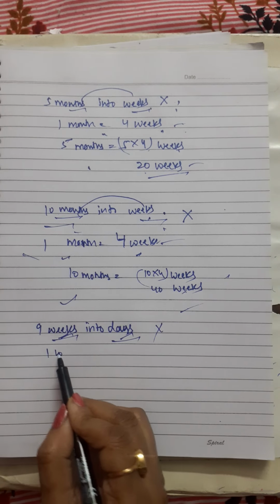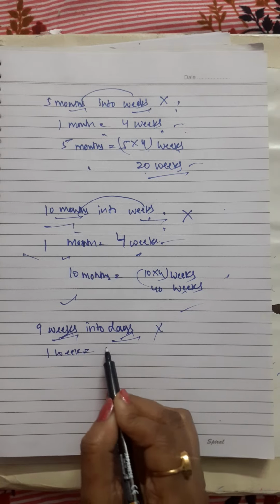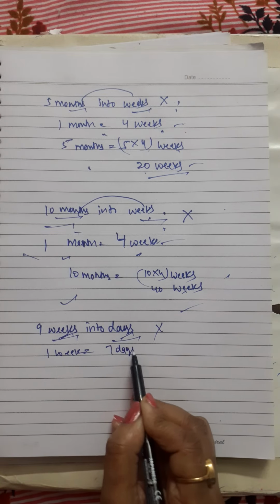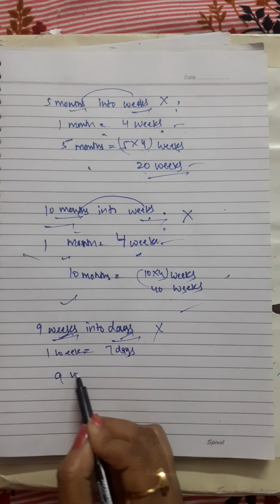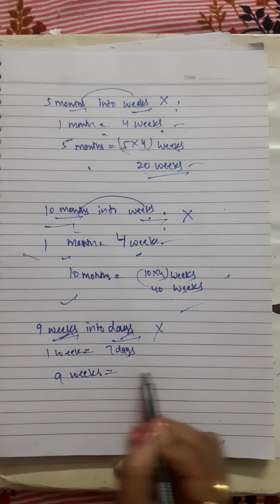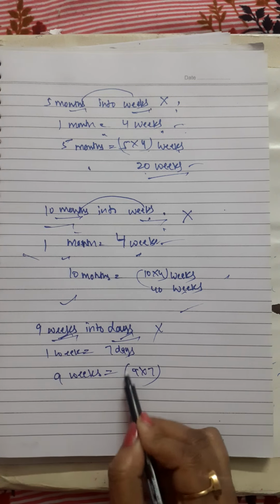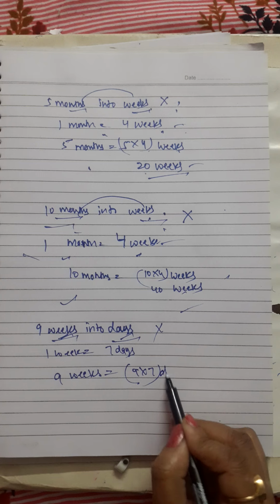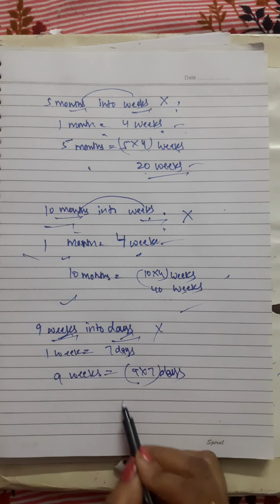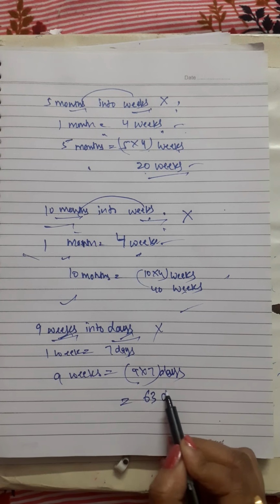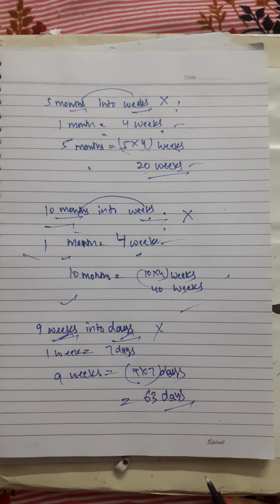We know that 1 week has 7 days. So what is to convert? 9 weeks. For this, we have to multiply 9 by 7 and we will get the answer in days. 9 times 7 is 63. So the answer is 63 days.